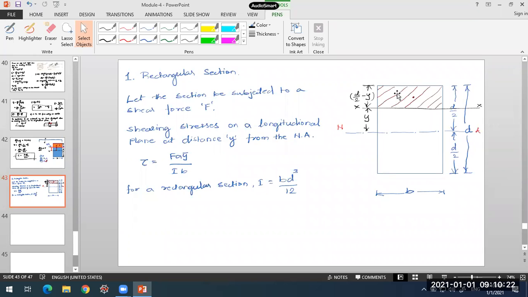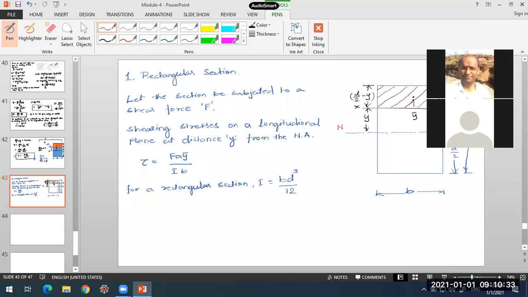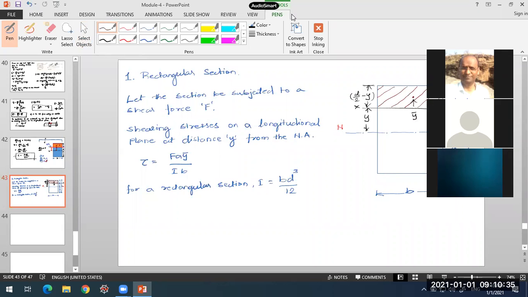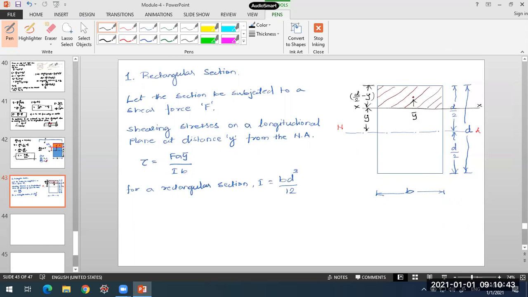Now what I want here is, what is this y bar? This will be my y bar, A and y bar for this shaded area. So this is y bar here. That is what I need to determine for finding the shearing stresses. Now let us go with this. First is the area of the shaded portion.